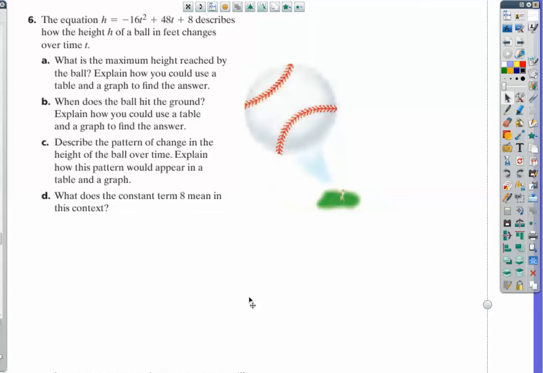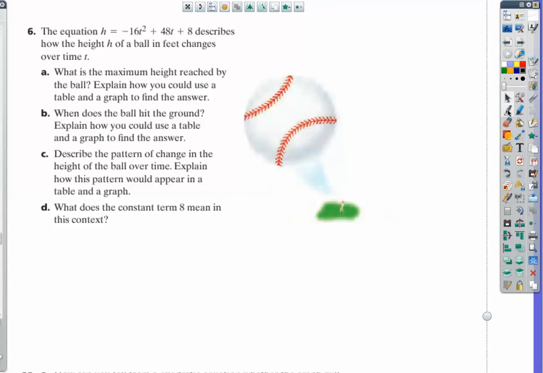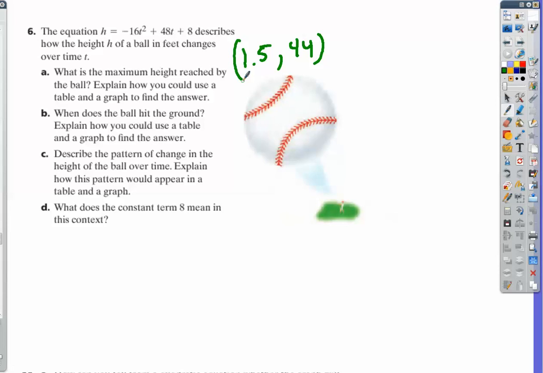So what is the maximum height? We said it was at 1.5 comma 44, I believe. If I miswrote that, I'm sorry. You can look back at the table. When does the ball hit the ground? We said it hits the ground at 3.1 seconds. And then the pattern of change, well, obviously it's a parabola.